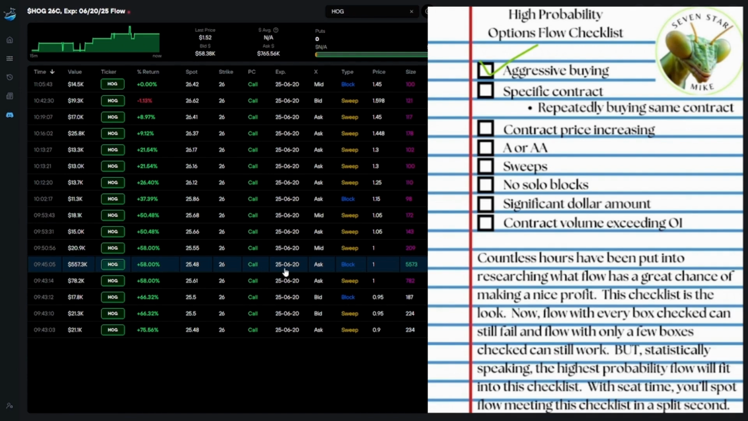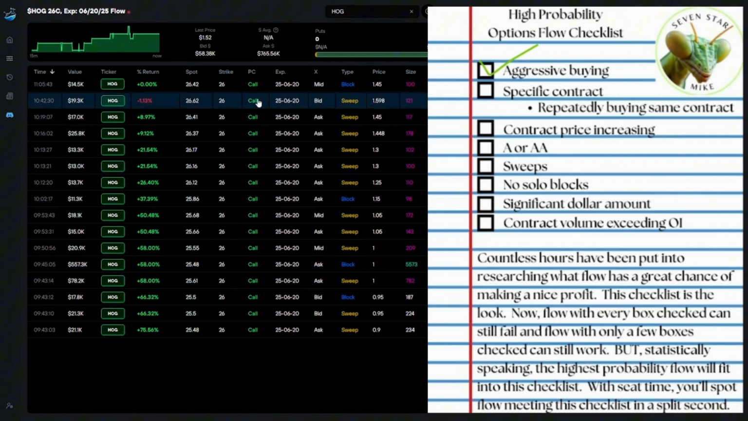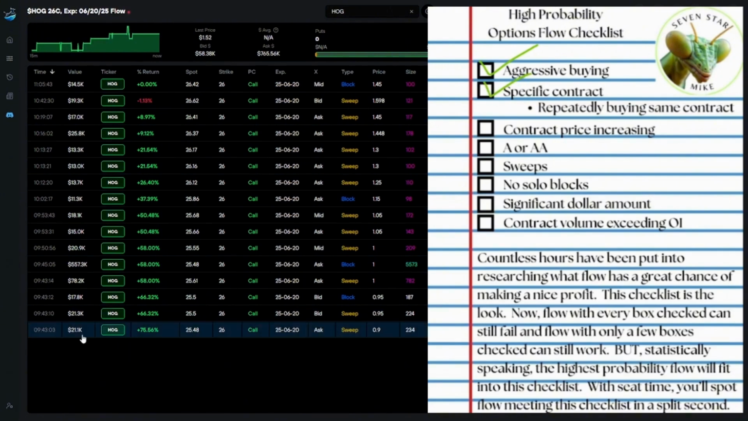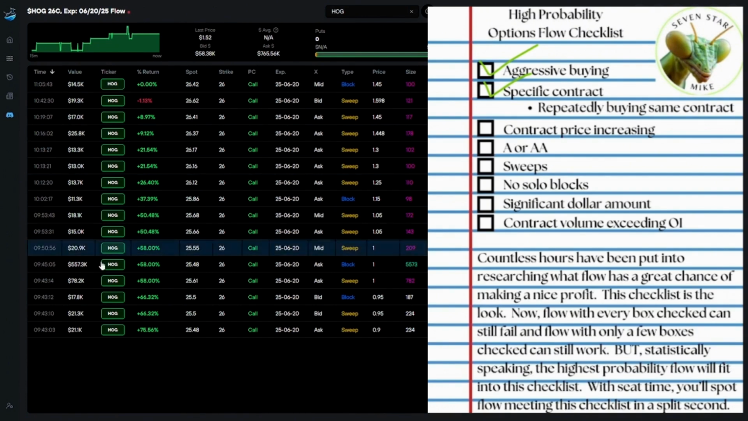That's a good dollar amount for 620. Specific contract. I want to see that they're repeatedly buying the same contract. So everything on the screen here, this is all the 620, $26 calls. So I have it isolated to this contract, and you can see how they just piled into this one specific contract.